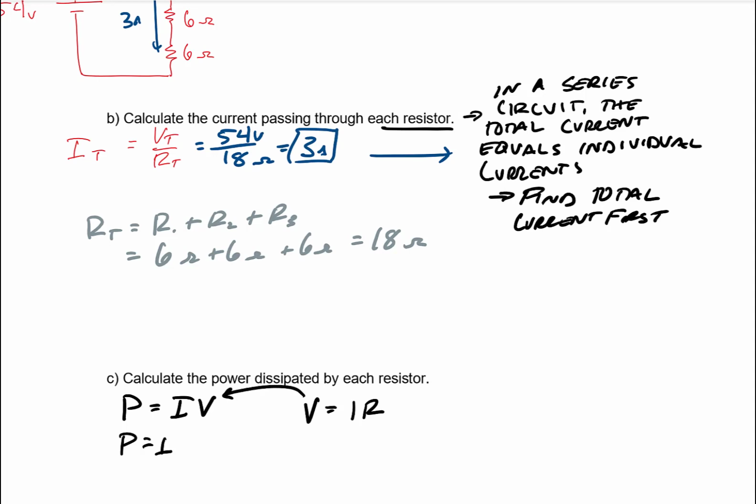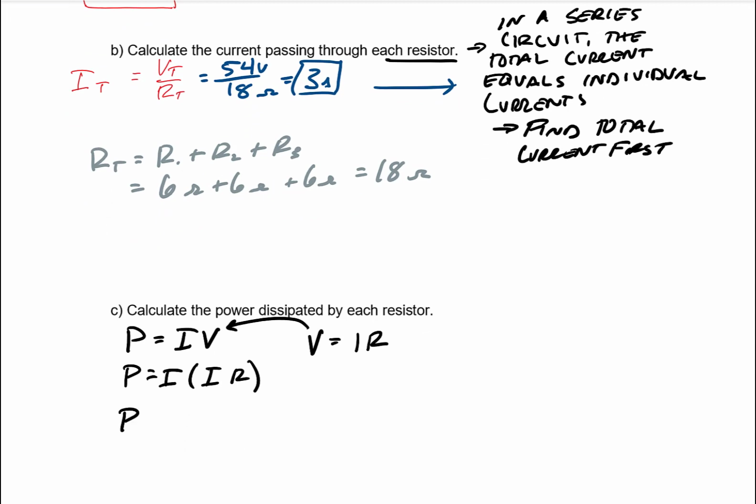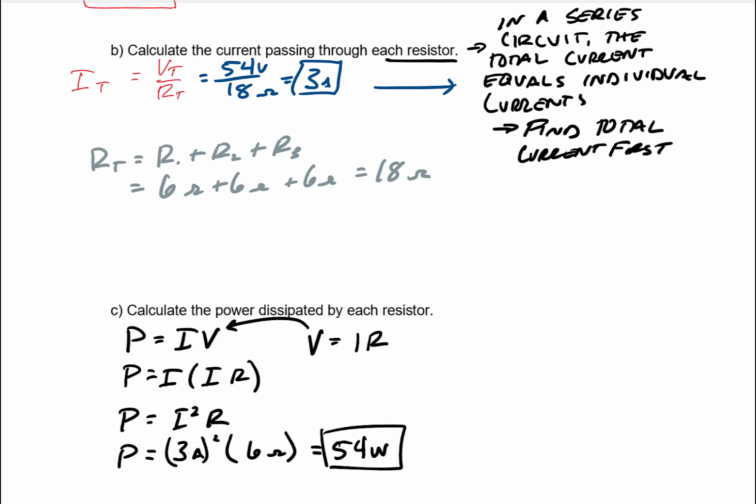So power is equal to current times current times the resistance. All we did was make a substitution. And so the power is I squared times R. So that power is the 3 amps through an individual resistor squared times the resistance of an individual resistor, 6 ohms. And so we get 54 watts. And since they're all identical, that's the power dissipated by each resistor.